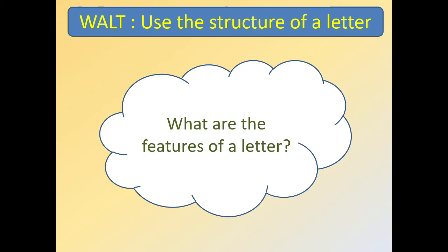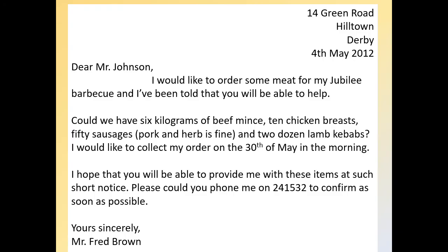So what are the features of a letter? Here we have a letter. We have the address at the top, the date, and it says, "Dear Mr. Johnson, I would like to order some meat for my Jubilee barbecue. I've been told that you will be able to help. Could we have 6 kilograms of beef mince, 10 chicken breasts, 50 sausages, pork and herb is fine, and 2 dozen lamb kebabs? I would like to collect my order on the 30th of May in the morning. I hope that you will be able to provide me with such items at such short notice. Please could you phone me on 241-532 to confirm as soon as possible. Yours sincerely, Mr. Fred Brown."